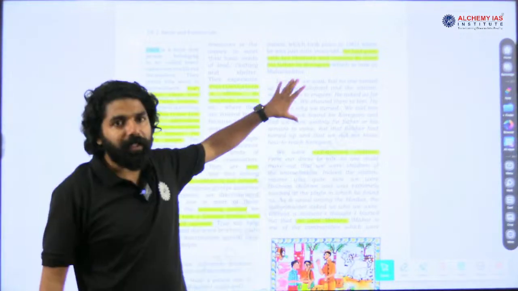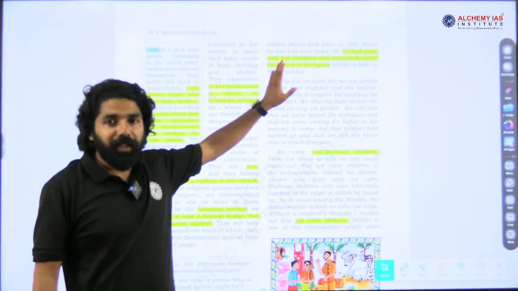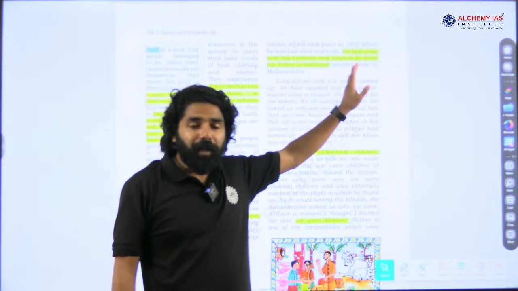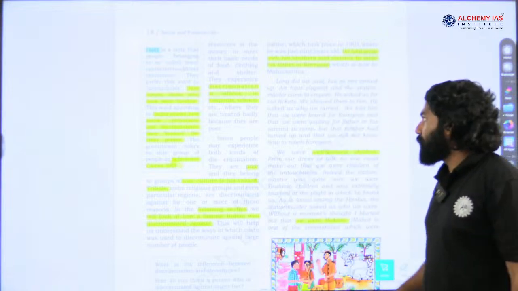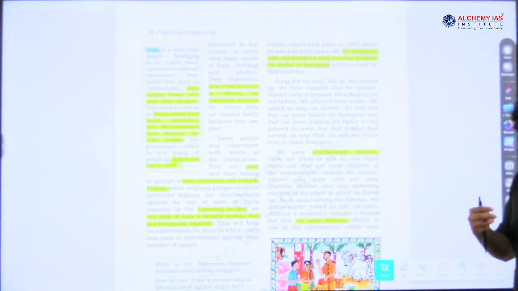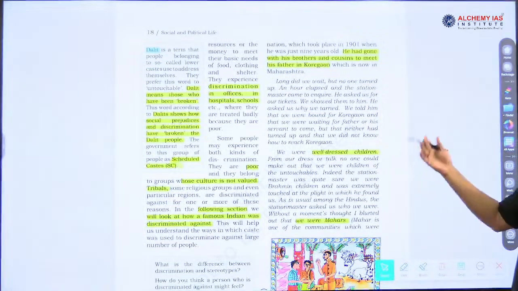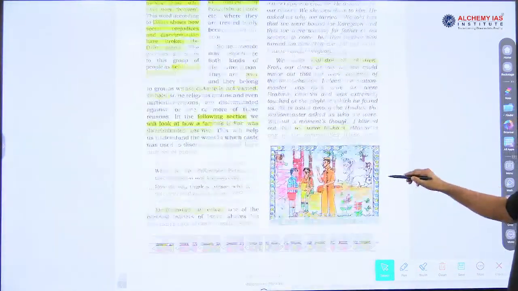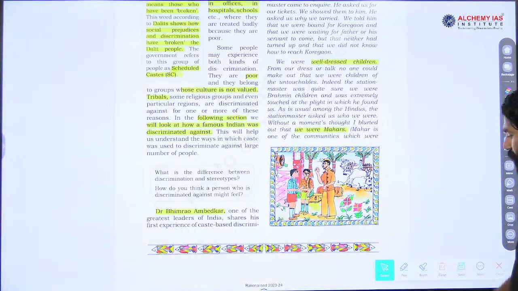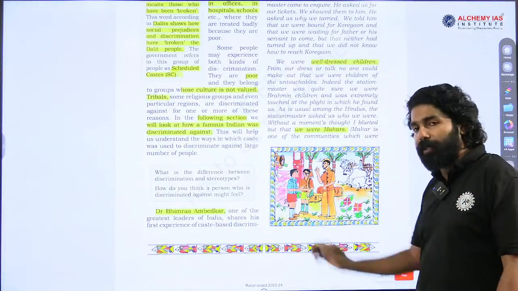It explains the story of when he went with his brother and cousin to the railway station at Koregaon in present-day Maharashtra, where he was waiting for his father to come. Unfortunately, the father did not show up, but they had a meeting with the station master there. You can see the image where Ambedkar is a representative image.